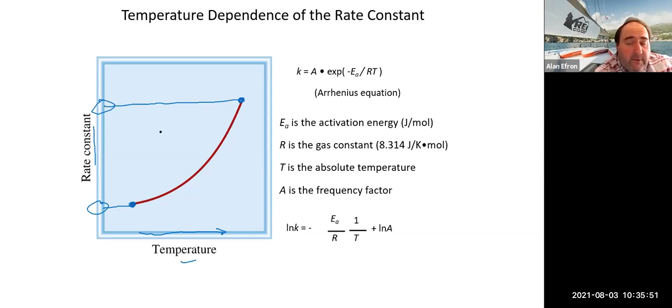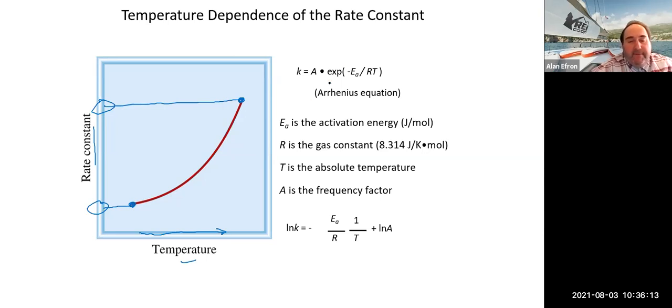So as we saw earlier, if you raise the temperature of a reaction by about 10 degrees Celsius, you can oftentimes double the rate of the reaction. And again, it's just providing everybody more energy to get up and over that hill.